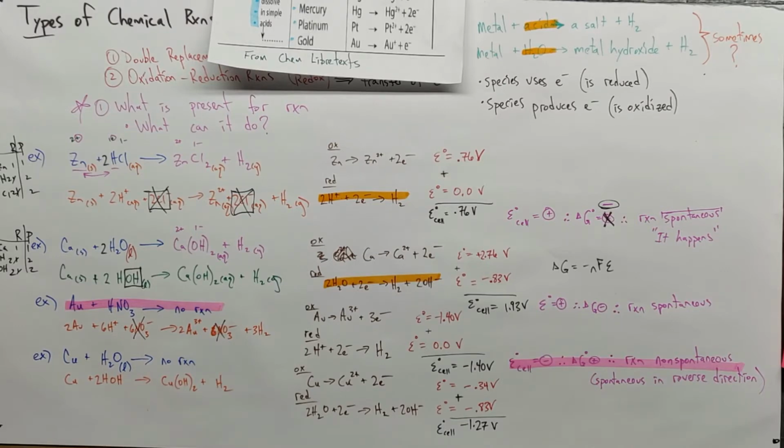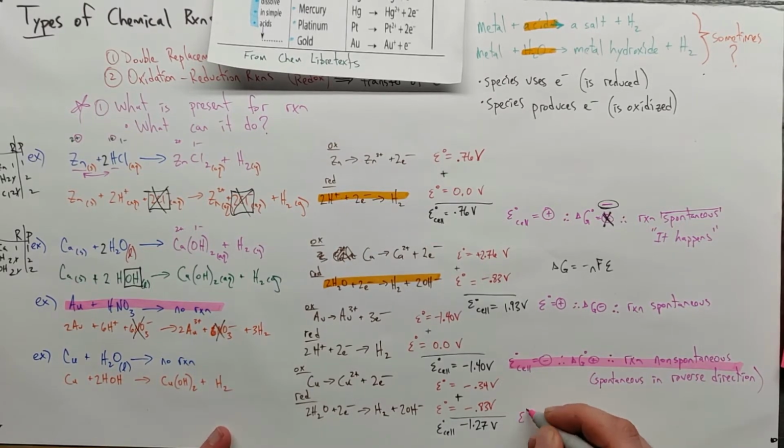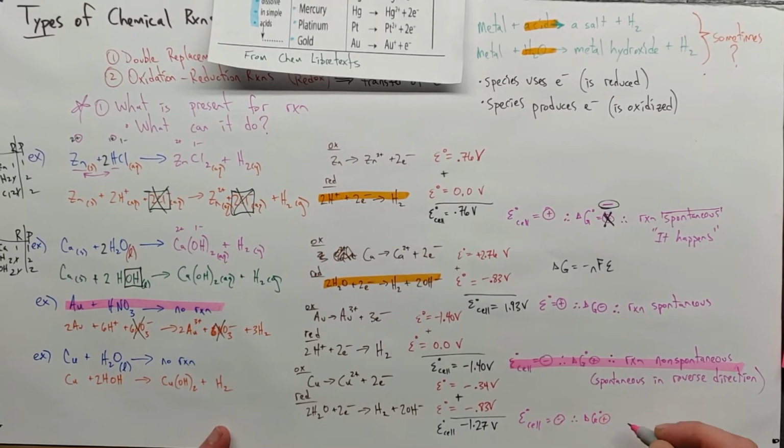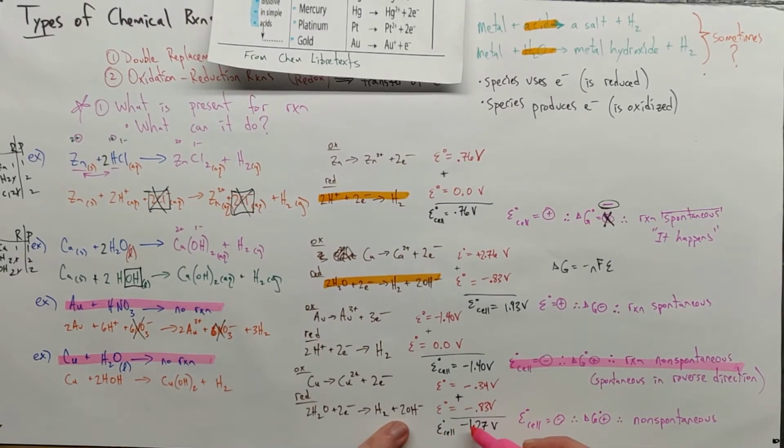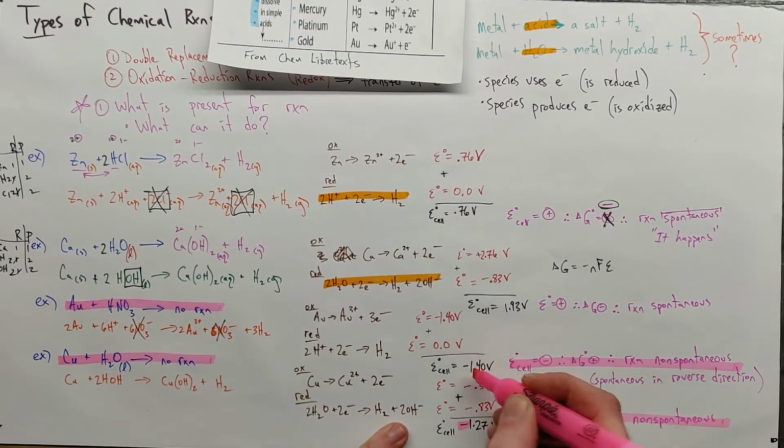And I'm going to write these same words, right? Since the E standard for the cell is negative, we're expecting our delta G to be positive, therefore it's going to be non-spontaneous. Right? And in simple street terms, you could say it's not going to happen, right? But if we look here, I've got no reaction predicted, and I've got no reaction predicted because this is a negative.